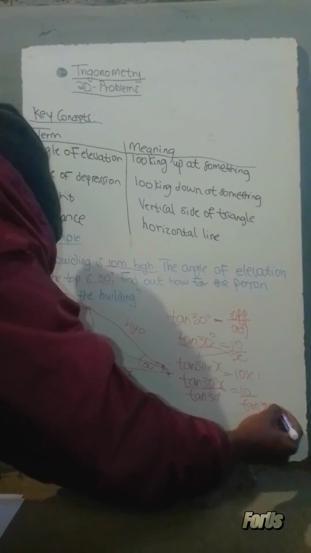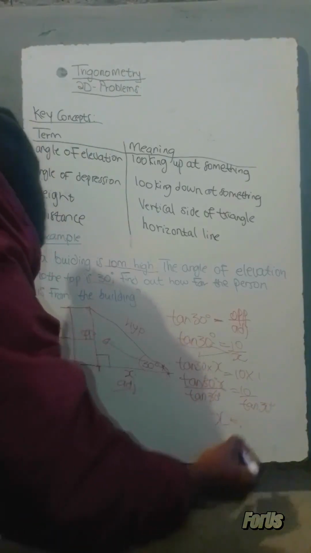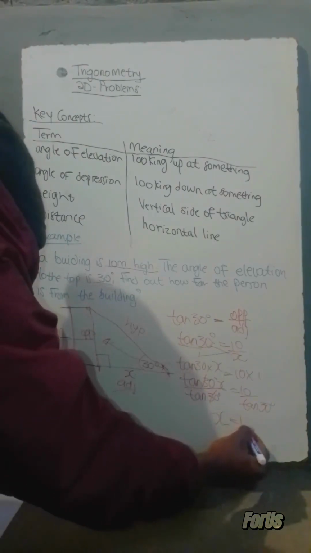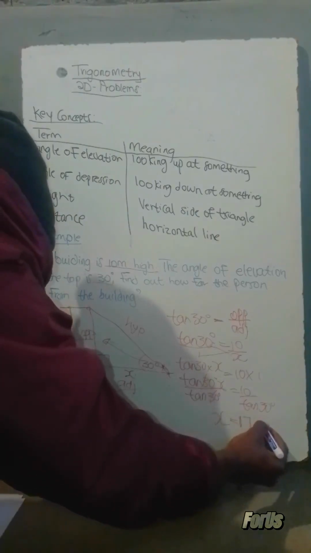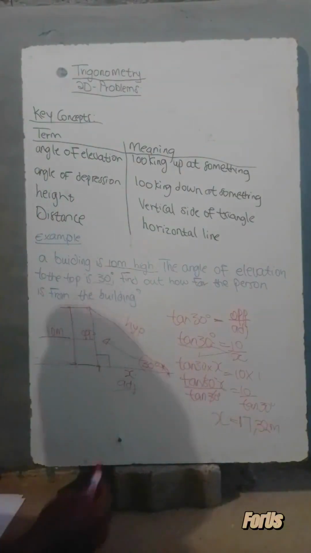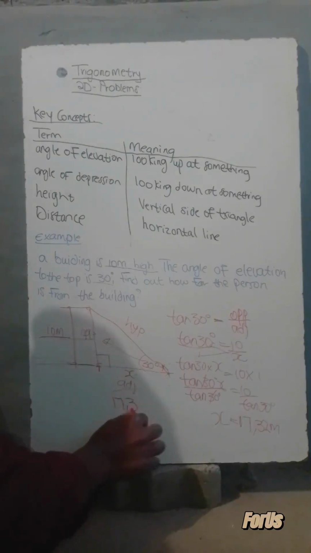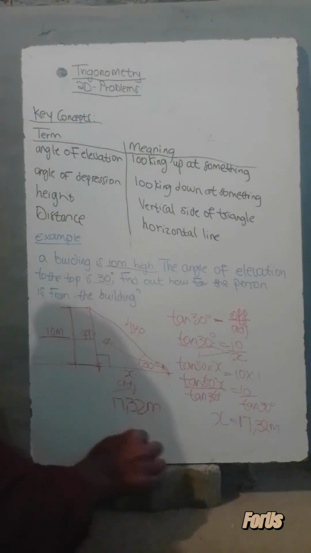We're going to divide both sides by tan 30. Tan 30 here will cancel this, then the value for x, which is the distance, is going to be 17.32 meters. That is the distance from here to here, 17.32 meters.